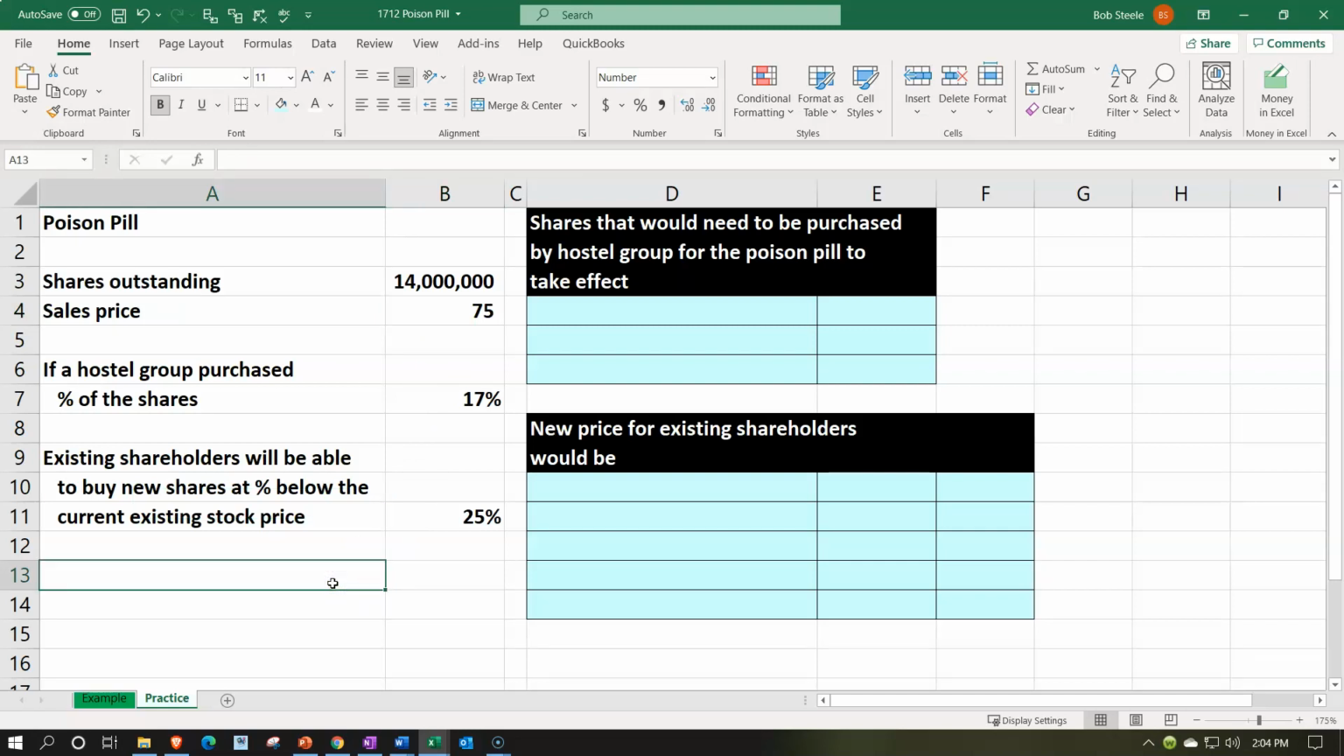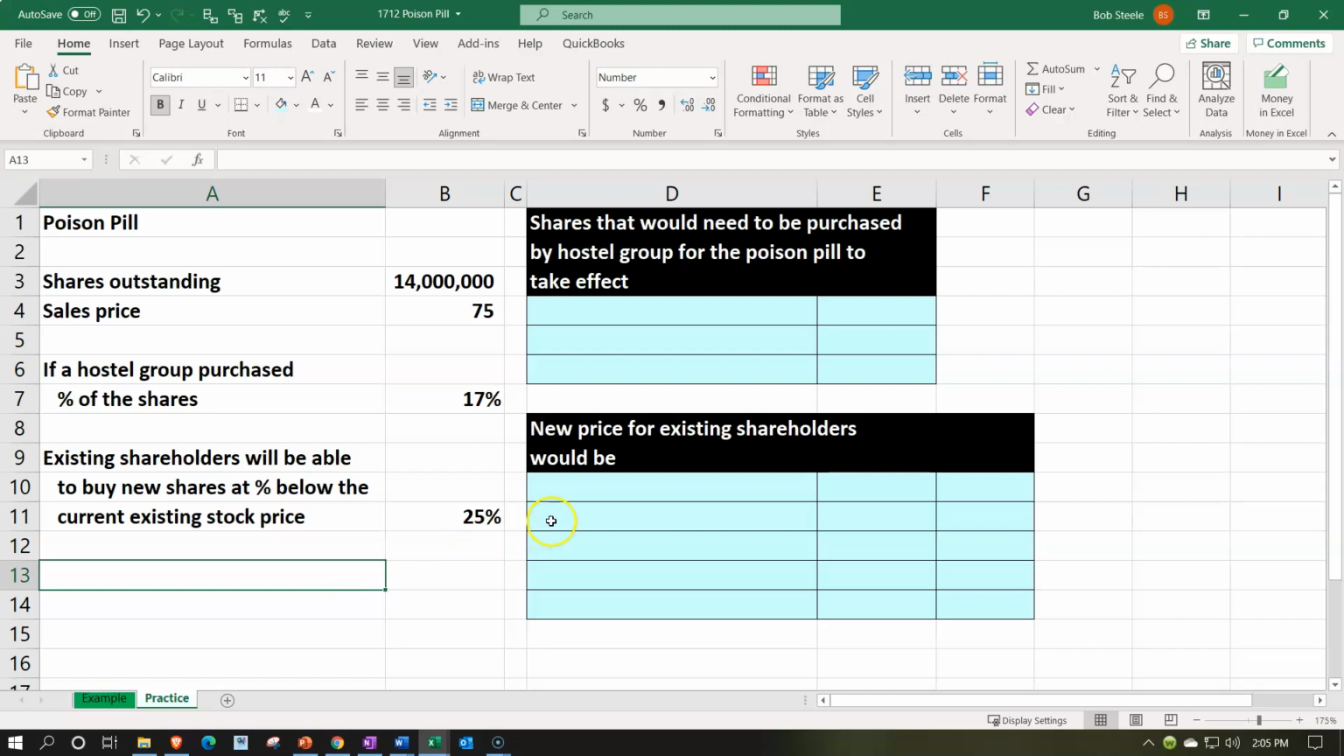The existing shareholders will be able to buy new shares at a percent below the current existing stock price. Obviously, that makes it cheaper for the current shareholders and gives them an incentive to purchase more shares, and that will make it more difficult for someone to acquire a larger portion of the shares, due to the fact that the current shareholders could then buy more shares at the discounted price. So that's going to be the idea.